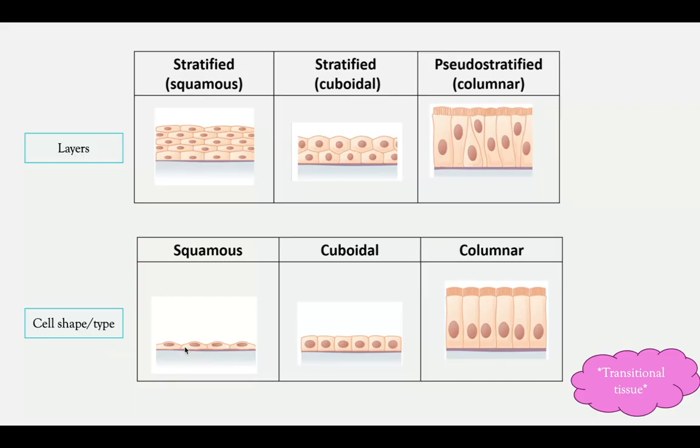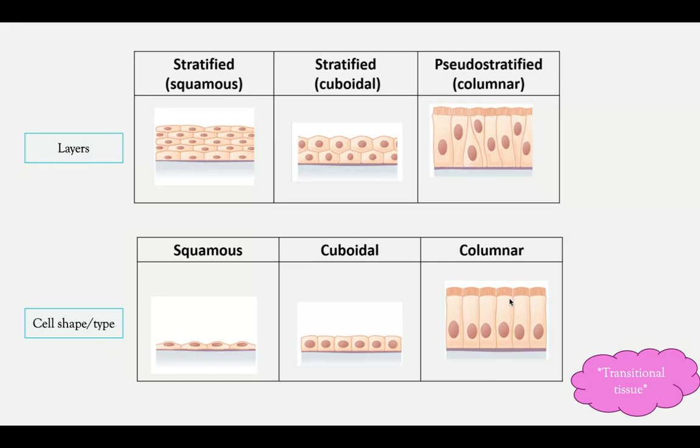Okay, cuboidal, they look like cubes. And the nucleus is really large and it fills up most of the space in that cell. Columnar, these guys, they're large, okay? They are going to be taller than they are wide. They literally look like columns. The cool thing about columnar tissue is that it's going to typically have some type of structure on the apical surface, either called cilia or microvilli, and we'll talk about the difference in a moment.